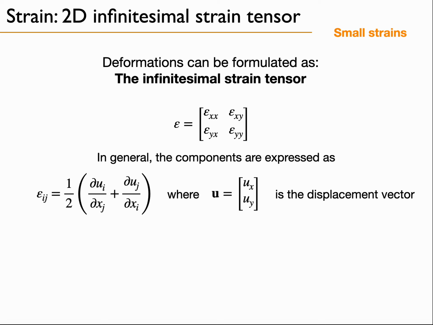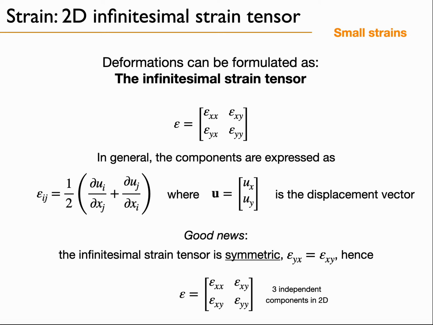In general, it is expressed this way. So epsilon ij, this is an index notation, is equal to 1/2 of dui dxj plus duj dxi, where u would be the displacement vector. So these are partial differentials of the displacement vector with regard to the coordinate.